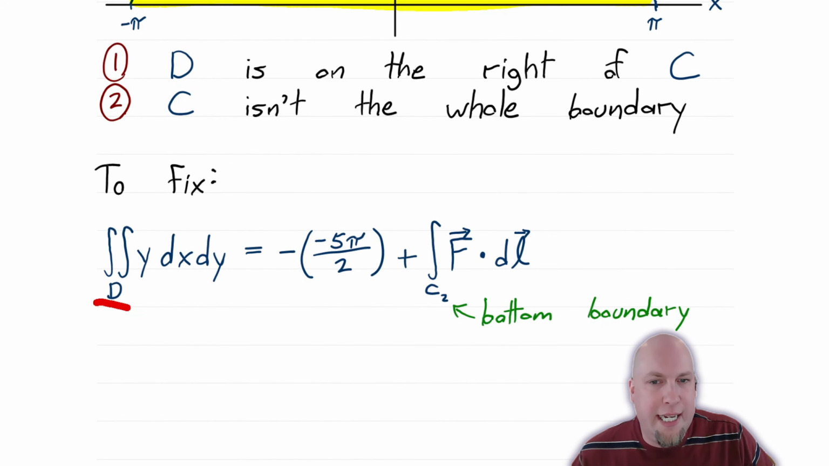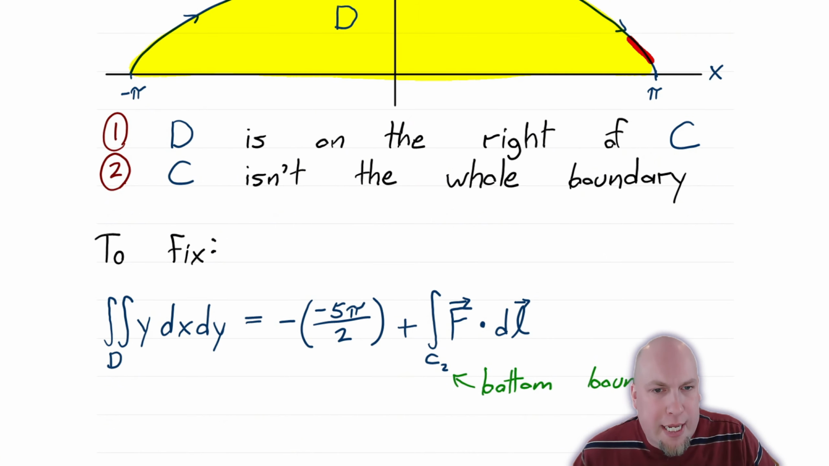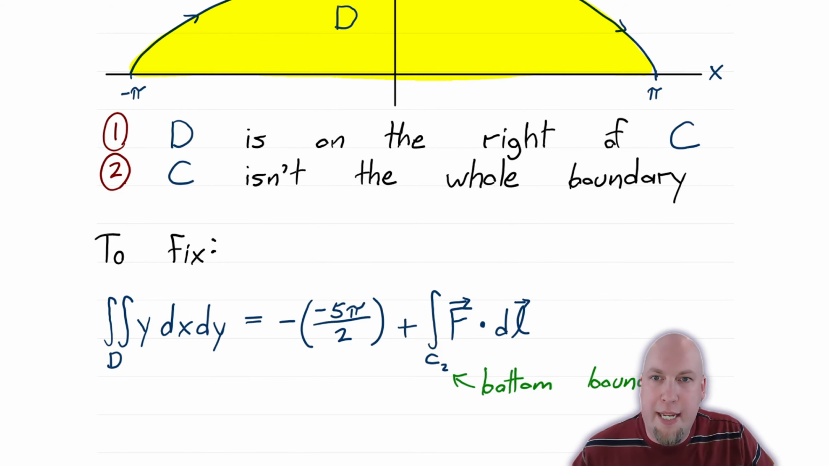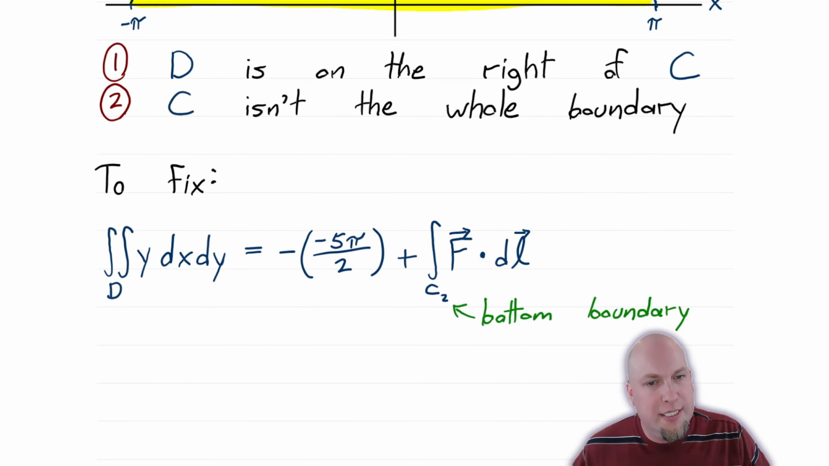it's not equal to negative 5 pi over 2, like we said before. It's the negative of that to flip the direction of this top parametrization, and then plus the vector line integral along this bottom curve here, as long as we parameterize it so that D is to the left. So we've got to be walking along this line to the right in this curve C2 here. So this curve C2 has got to be oriented so that I'm walking to the right along it.